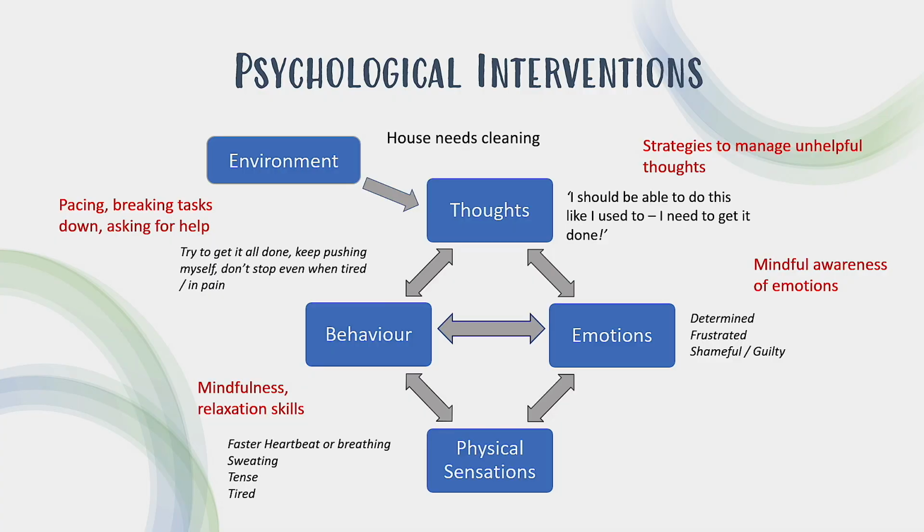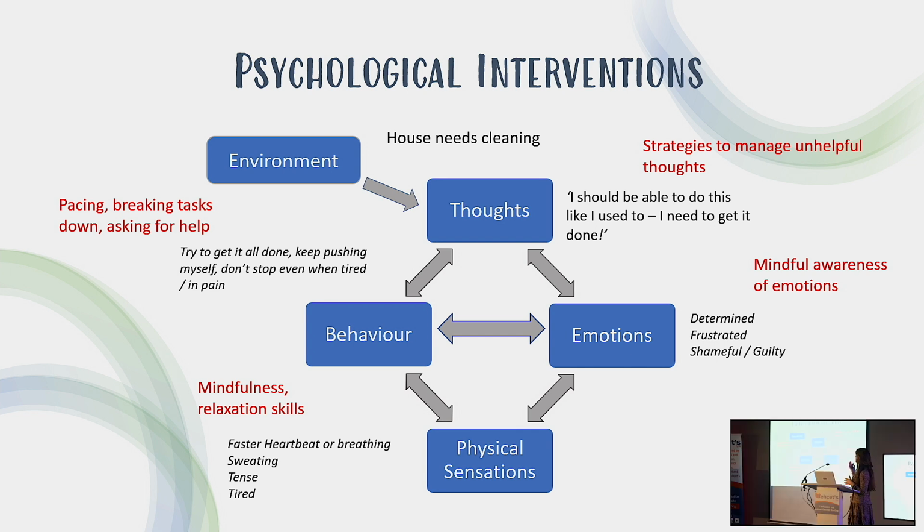So this is going back to the cycle that we looked at previously, with the role of thoughts, and the bits in red are some of the ideas for interventions we might use in this particular example. So we might look at helping people to learn strategies to manage unhelpful thinking. We might look at building up awareness of emotions and mood. We might look at teaching skills like mindfulness or relaxation to address the stress response. Or we might look at more practical strategies like pacing, breaking down tasks, or asking for help, and the more fatigue-specific strategies.